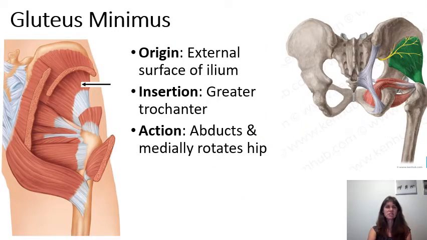The next muscle is Gluteus minimus. If you look at the picture on the left, you'll see that Gluteus Maximus is here and has been cut. This muscle is Gluteus medius, and just deep to Gluteus medius is Gluteus minimus. Gluteus minimus has the exact same action as Gluteus medius. They both abduct and medially rotate the hip. Gluteus minimus has its origin on the external posterior lateral surface of the ilium, and the insertion is on the greater trochanter of the femur.